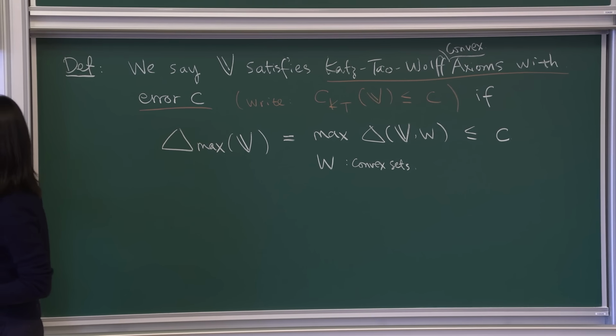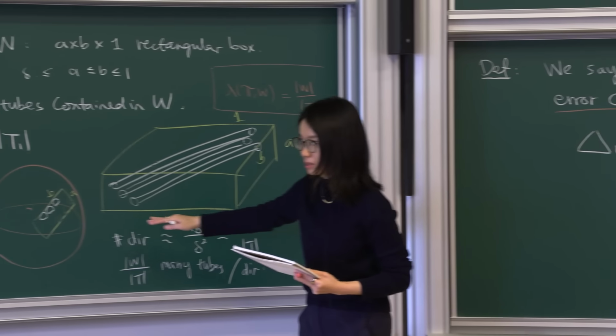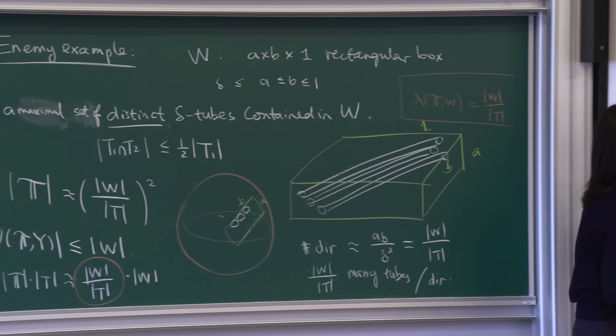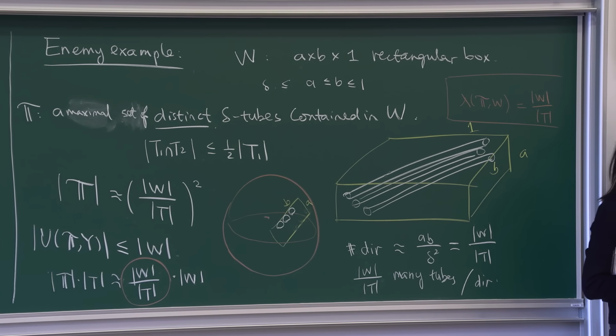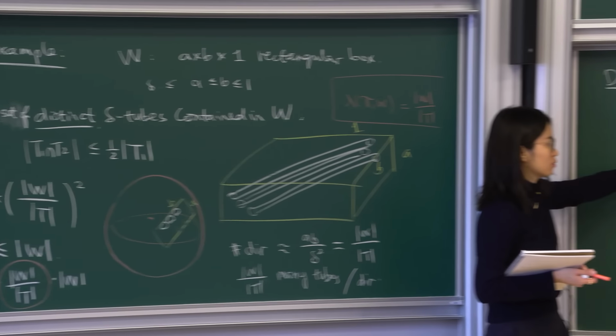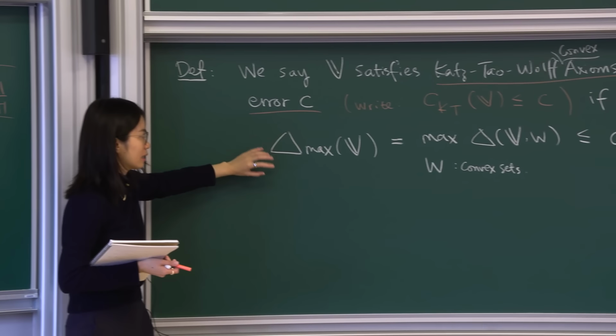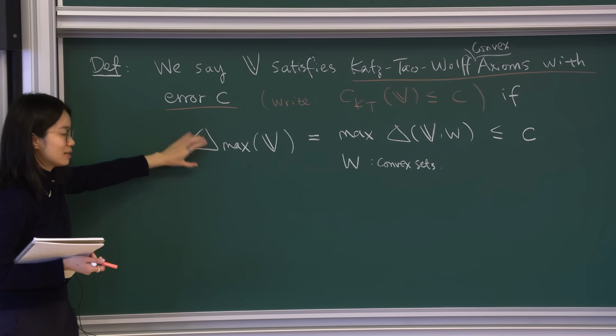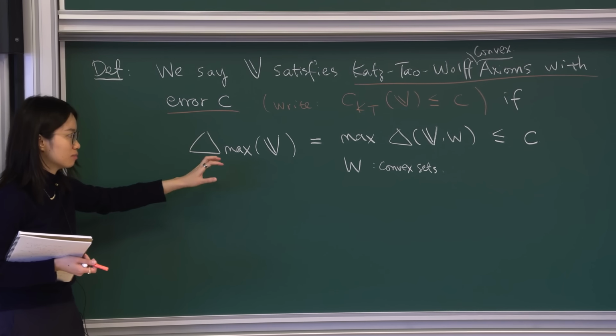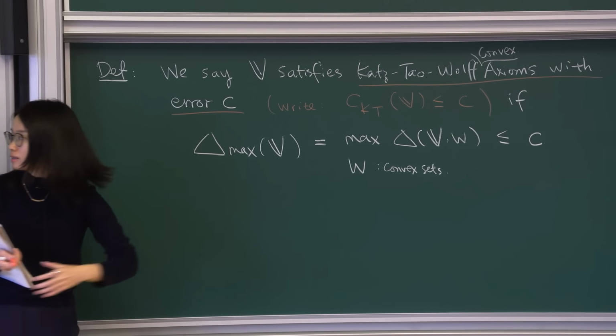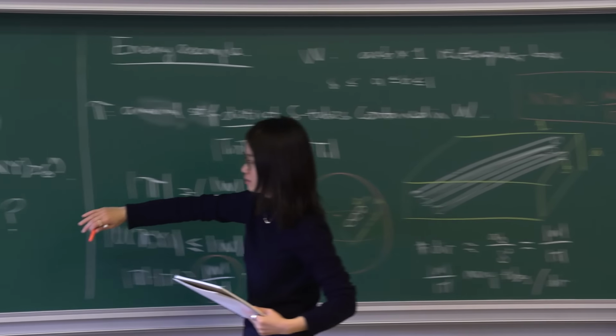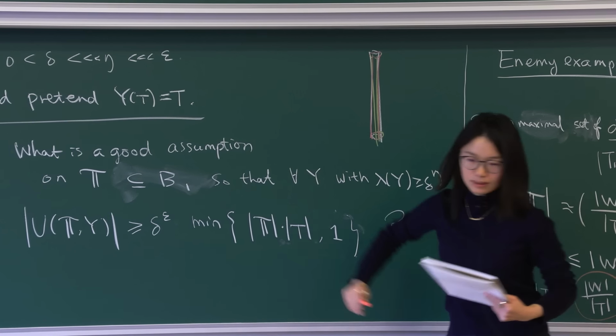Because this definition is motivated by this enemy example. So as you can see, if V is a set of delta tubes, then we hope to say that if the maximal density of a set of delta tubes is bounded by some constant, then hopefully it satisfies the first bound. That's the goal.